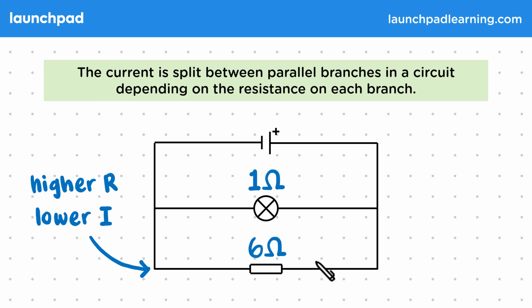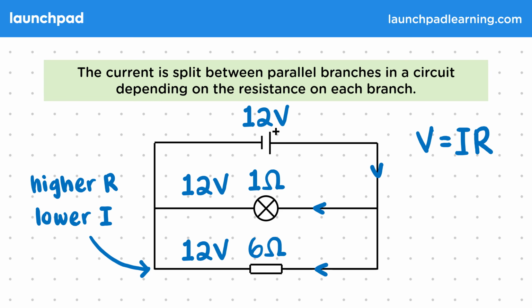But why is there a lower current in the bottom branch? Well, let's suppose we're using a 12-volt cell to power the circuit. This means the potential difference across the lamp will be 12 volts, as will the potential difference across the resistor. Then, using V equals IR again, we can determine that when the current splits, we'll have 12 amperes in the middle branch and 2 in the bottom. Notice that the resistance is 6 times larger in the bottom branch, but the current is 6 times larger in the middle branch. But what about when we have a parallel branch with no components?